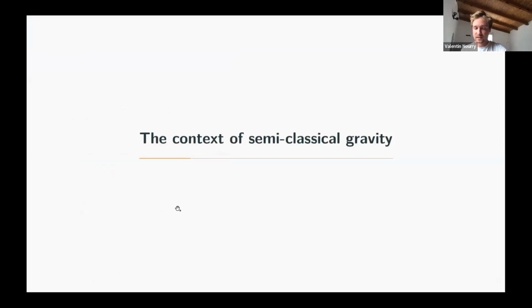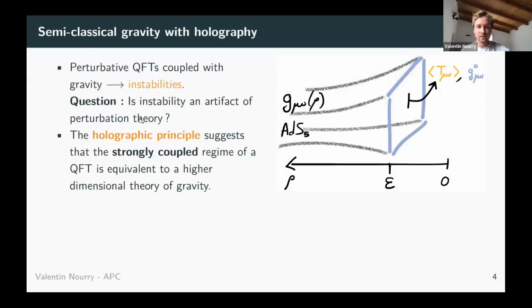First, the context of semi-classical gravity. I'm not doing only semi-classical gravity, but I'm also using holography. The problem is that usually people do perturbative quantum field theory and couple it with gravity, and that coupling can lead to an instability. But the question is: is the instability an artifact of perturbation theory? A way to bypass this perturbative approach is to use the holographic principle, which is a conjecture, and it suggests that the strongly coupled regime of a quantum field theory is equivalent to a higher dimensional theory of gravity.